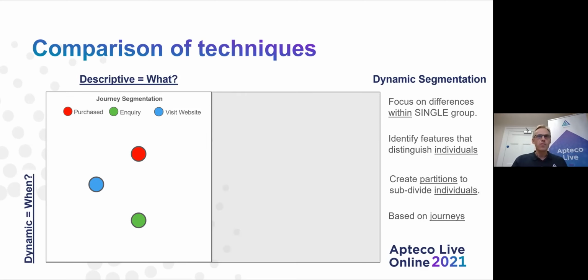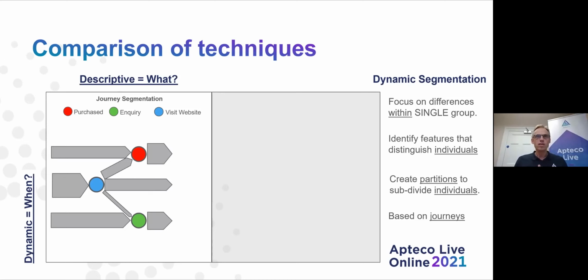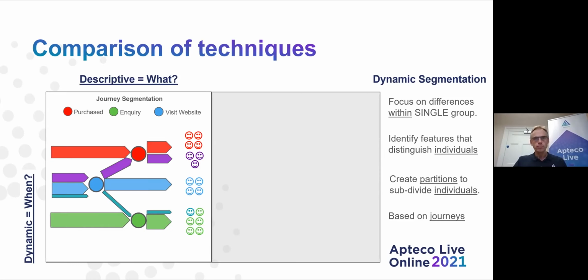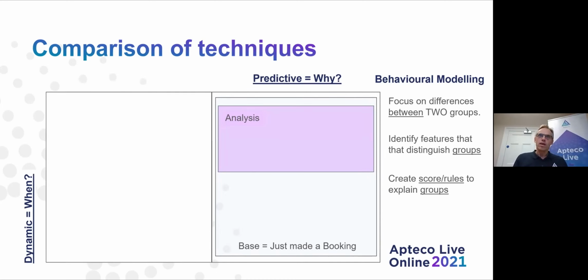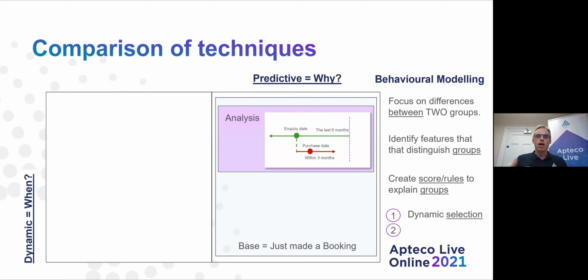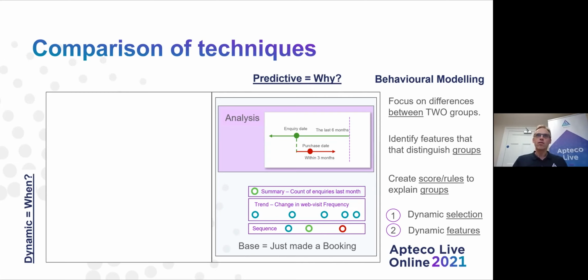Looking at a dynamic segmentation, this might be based on journeys, based on events over time, and a segmentation will still be identifying common groups. In this case, the common journeys, perhaps people who have made a direct purchase or visited a website, followed by a purchase. And again, it's creating those rules and finding those common journeys. Whereas behavioural modelling is using the dynamic element in two ways. Firstly, to identify the customers that we're interested in selecting based on a journey. And then secondly, creating features to compare these groups, which incorporate time by assessing trends in their behaviour or perhaps sequences of events.